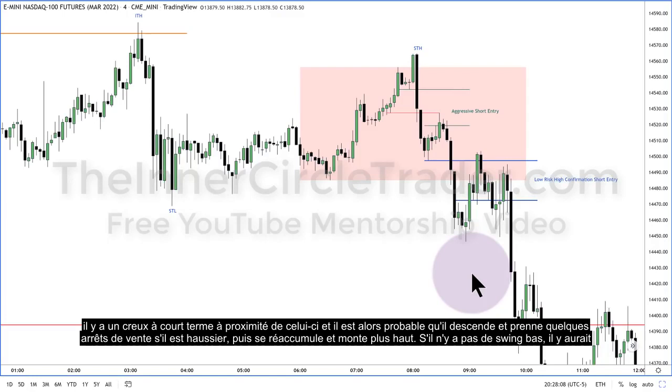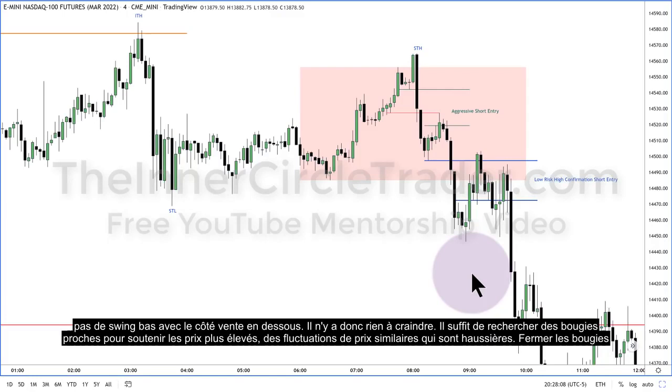If there is no swing low, there would be no sell side below it, so there's nothing to concern yourself with. Just look for down close candles to support price higher. So in other words, in price swings that are bullish, down close candles are your support. In price swings that are bearish, up close candles are your resistance.